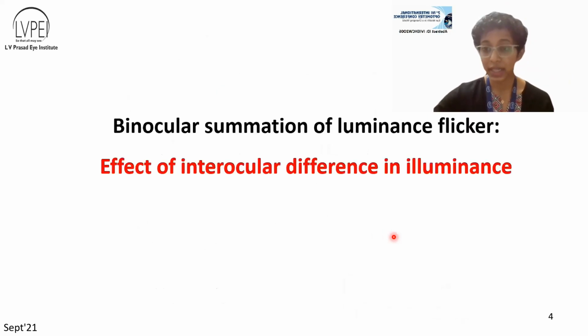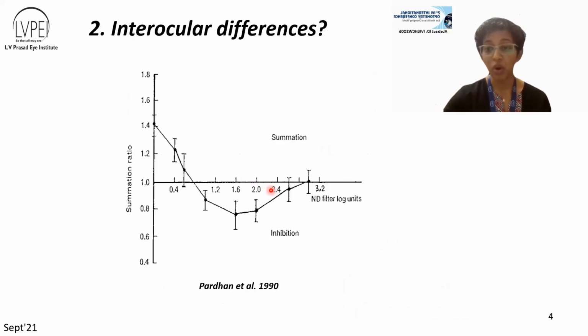The second part of the study is interocular difference. Now, interocular difference is a very straightforward term. It is simply the difference between your right eye and the left eye. It can be your threshold difference, your sensitivity difference, or your visual acuity difference, right? So, Pardhan et al.